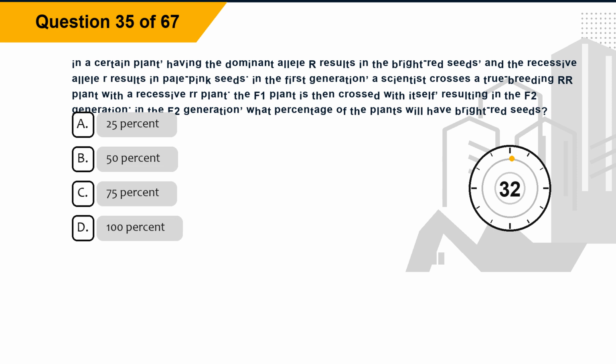Question 35. In a certain plant, having the dominant allele R results in bright red seeds, and the recessive allele r results in pale pink seeds. In the first generation, a scientist crosses a true-breeding RR plant with a recessive rr plant. The F1 plant is then crossed with itself, resulting in the F2 generation. In the F2 generation, what percentage of the plants will have bright red seeds? Option A, 25%. Option B, 50%. Option C, 75%. Option D, 100%.